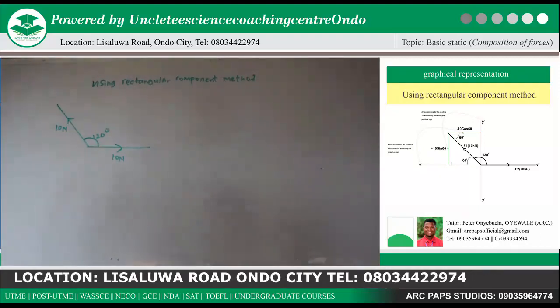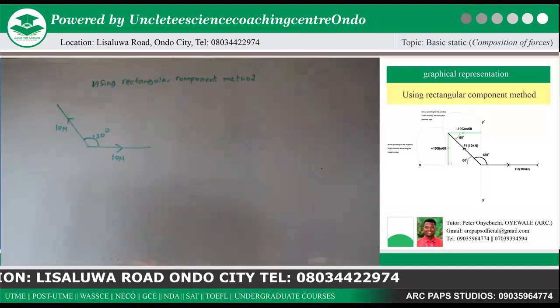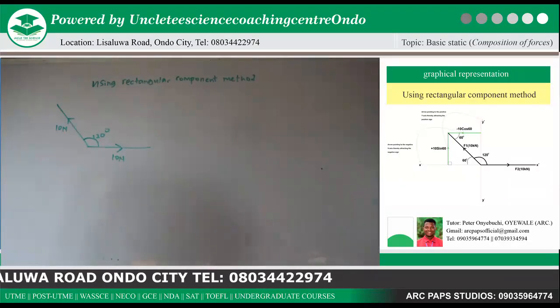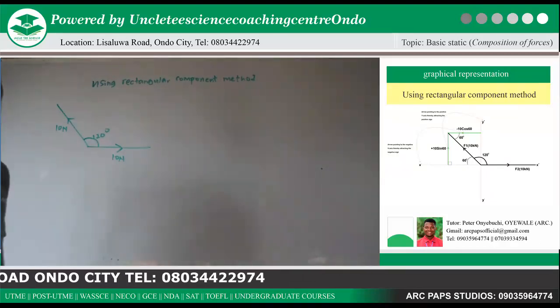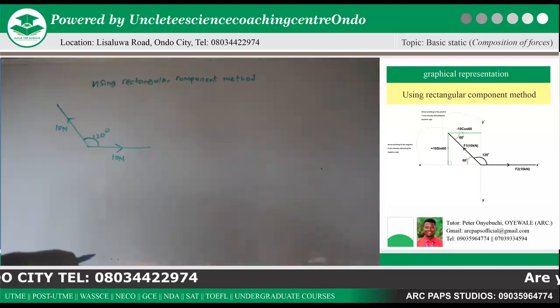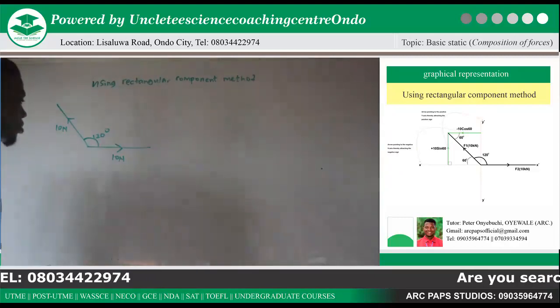Now, the first thing in the rectangular component method is this. Once you have a vertical force, only vertical components will exist. While you have a horizontal force, horizontal components will exist. But when you have a diagonal force, you are going to have both horizontal and vertical components. Now you see what I mean by that.